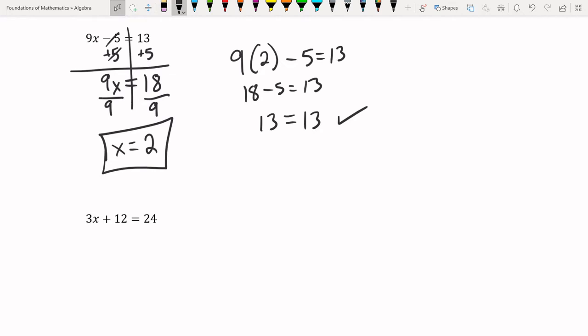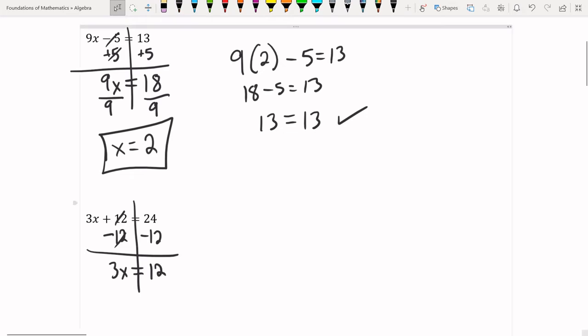Okay, for this next one, very similar. 3x plus 12 equals 24. The first thing we want to do is get the 3x by itself. We're going to do that by getting rid of the plus 12. So I'm going to subtract 12. You always do the opposite or inverse operation to get rid of something from one side of the equation. Those cancel, and we have just 3x. 24 minus 12 is 12.